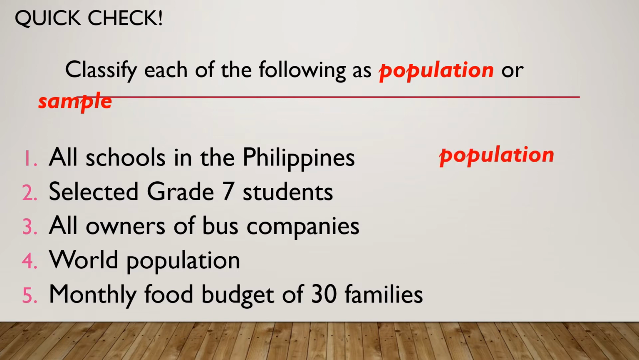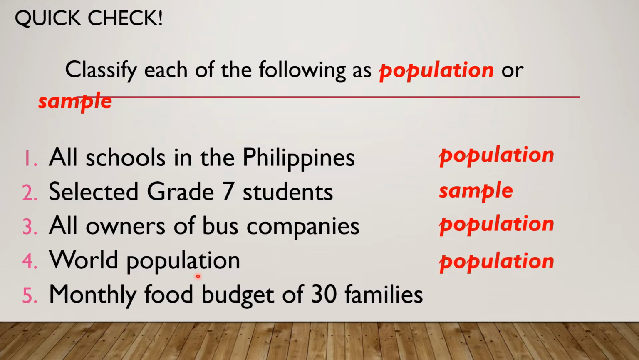If your answer is population, you are correct. Number 2, it is sample because we have the word there, selected, which is already a hint for us that this is a sample. And then number 3, all owners of bus companies. We have here the word all, so that means we are pertaining to population. And the world population, that is considered as population. And the monthly food budget of 30 families, so this is just selected, so it is a sample.